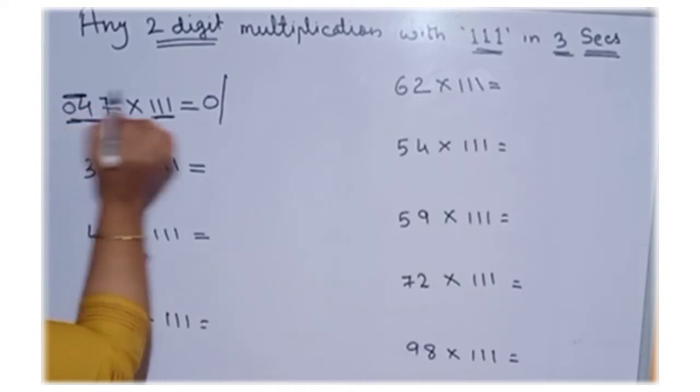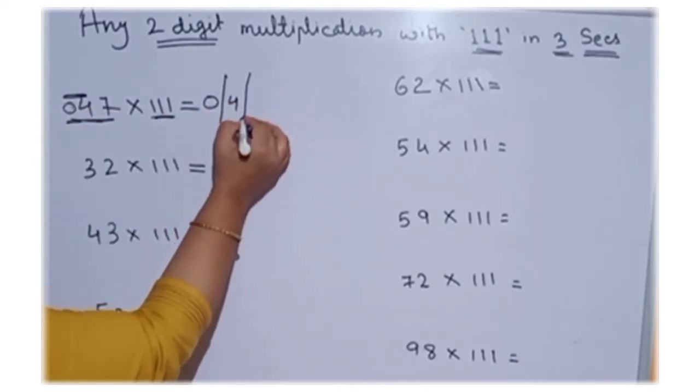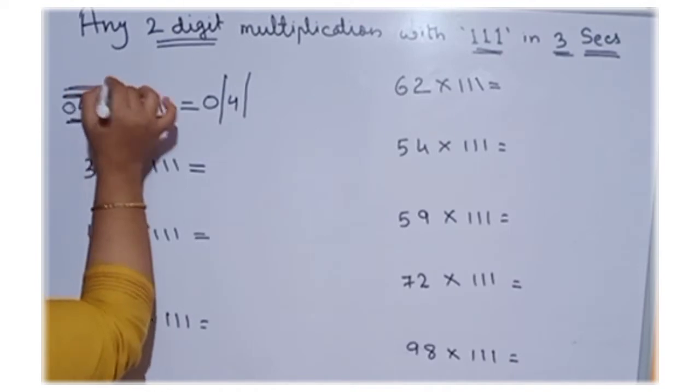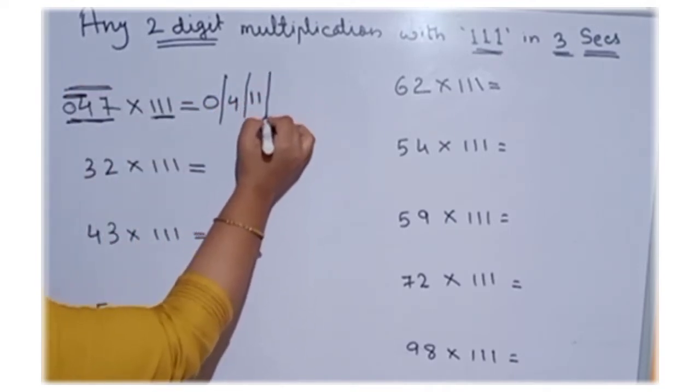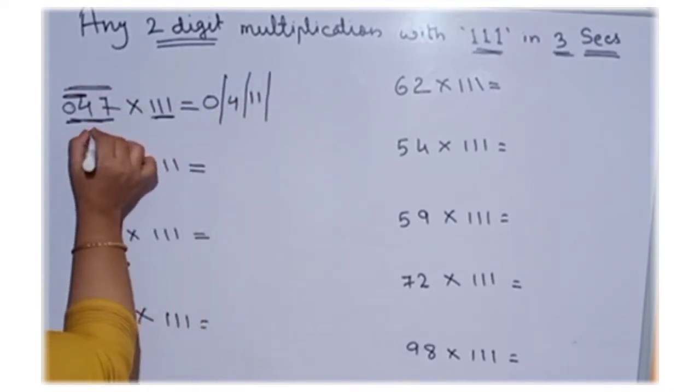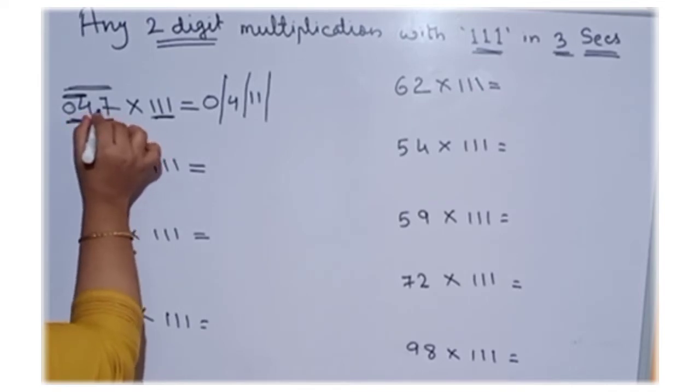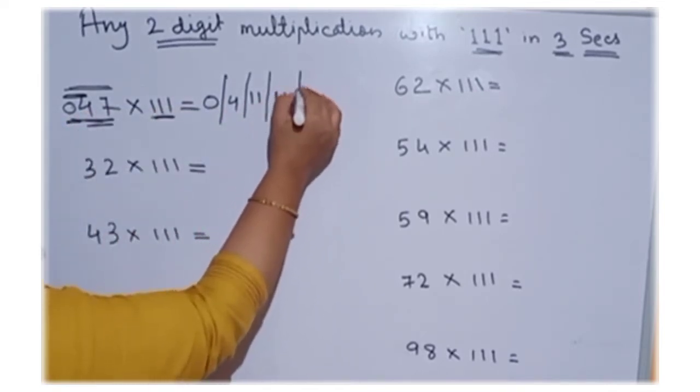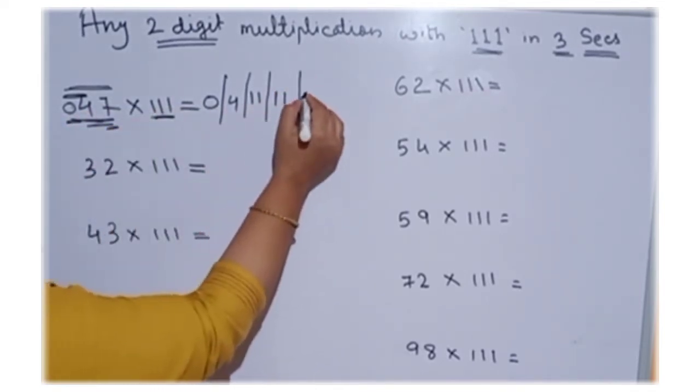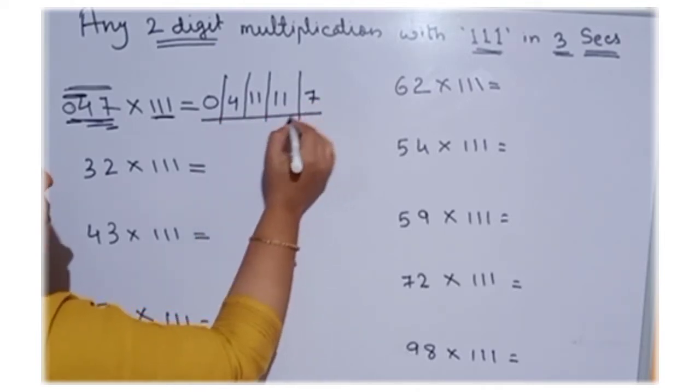ये दोनों को प्लस करना है, it will become a 4. ये तीनों को प्लस करना है जो कि होता है 11. अब 3 डिजिट है नहीं तो हमें यहाँ के 2 डिजिट्स लेना है. 4 plus 7 is again 11 and last will be 7. अब इसे सिंपल फॉर्म में लिख देना है.